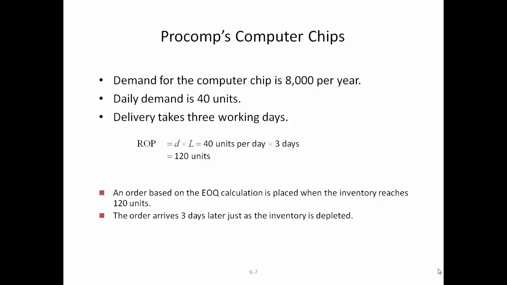The demand for Promcom's computer chips is 8,000 per year. The daily demand is 40 units. Delivery takes 3 working days. So the reorder point simply becomes the daily demand, which is a deterministic value, and the lead time, which we know. So we have 40 times 3, which is 120 units. When we get down to 120 units, that's the time to reorder.